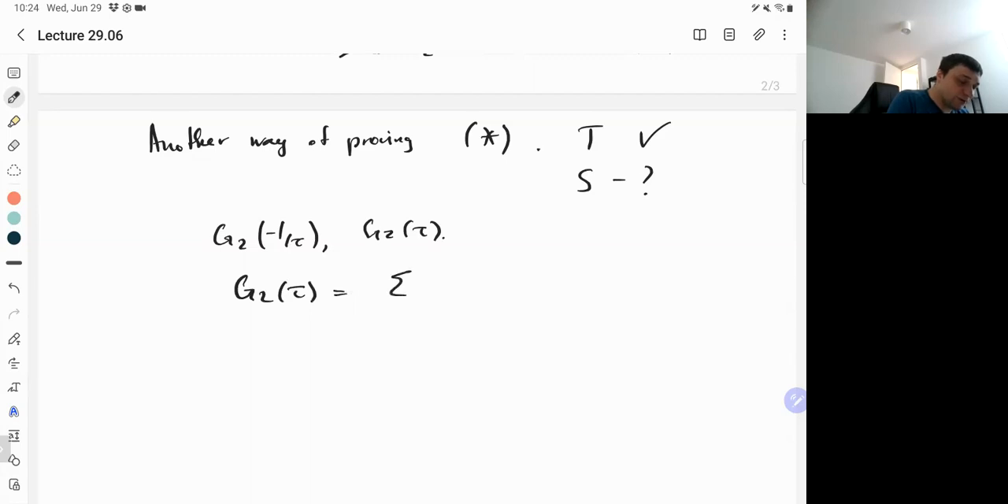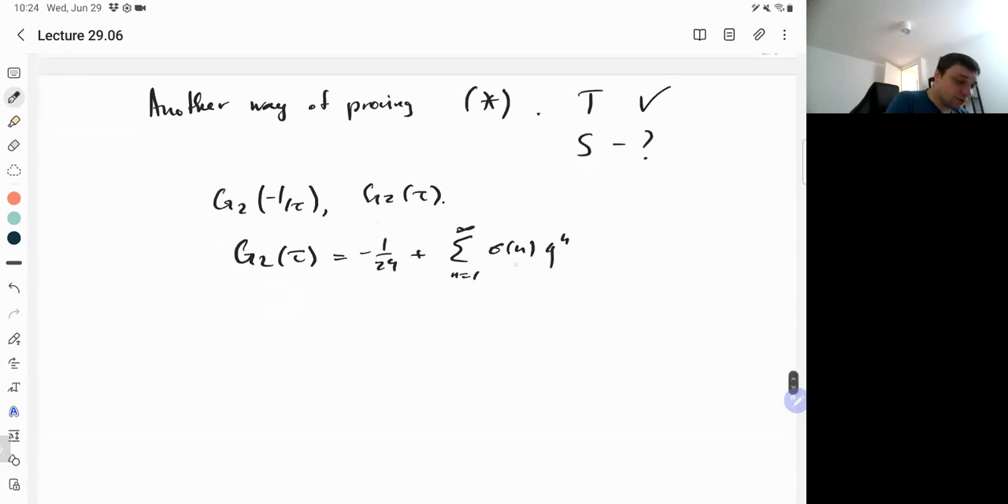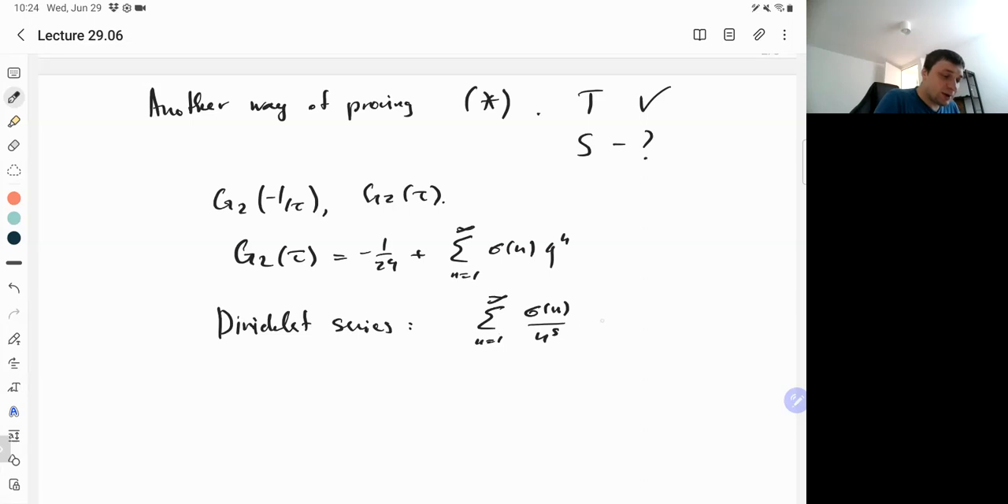So G2, if you ignore the constant term, it's a generating series for the divisor sum function. And so there is another generating series you can form for the divisor sum function, which is maybe easier to work with in some sense. So you can form a Dirichlet series, the sum of sigma n divided by n to the s. And this Dirichlet series, you actually know, it's a product of zeta of s times zeta of s minus 1.